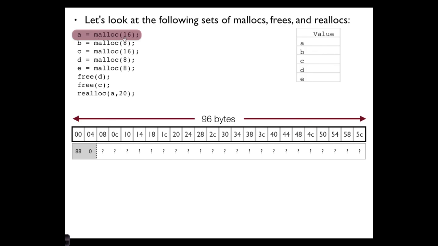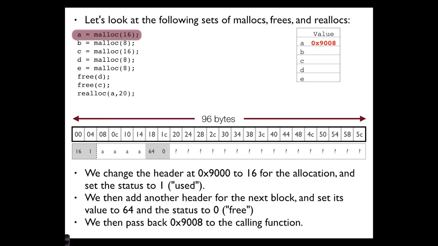Where are those 16 bytes going to come from? They're going to come from this 16 bytes right here. Why? Because we have a free block of 88 bytes, this whole section, to use from. We're going to chunk out those 16 bytes to be used for A. How do we do that mechanically? We say, great, we're going to use 16 bytes. We change the header to say 16 bytes are used.